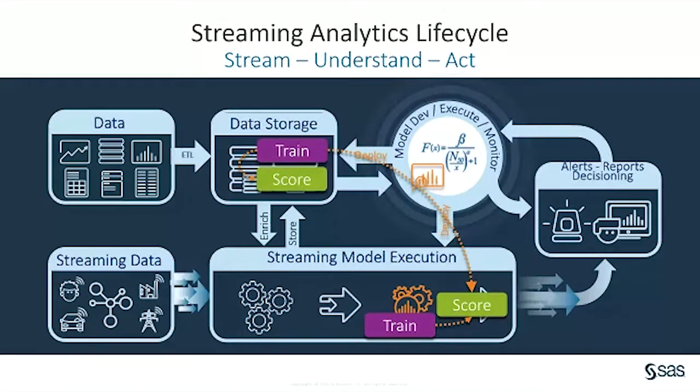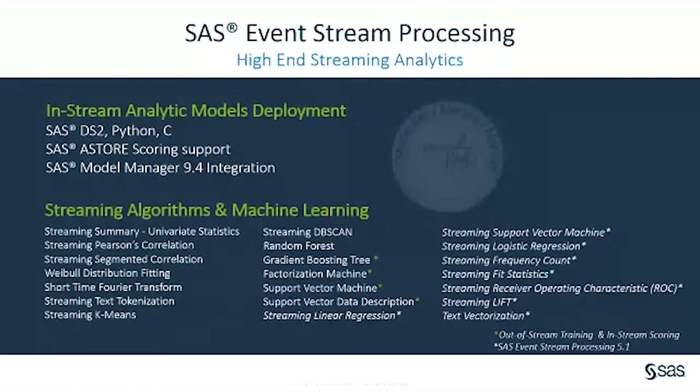Here's some different options for model deployment. You can write data step 2 or DS2 code, Python or C. We also have A-store scoring support, which is a SAS format. From other tools, you can export your models and import those directly, or there's model manager integration. Below is an extensive list of our streaming analytics algorithms, and several of these can be run out of stream with training in stream, and several of these will be coming in our upcoming release 5.1.